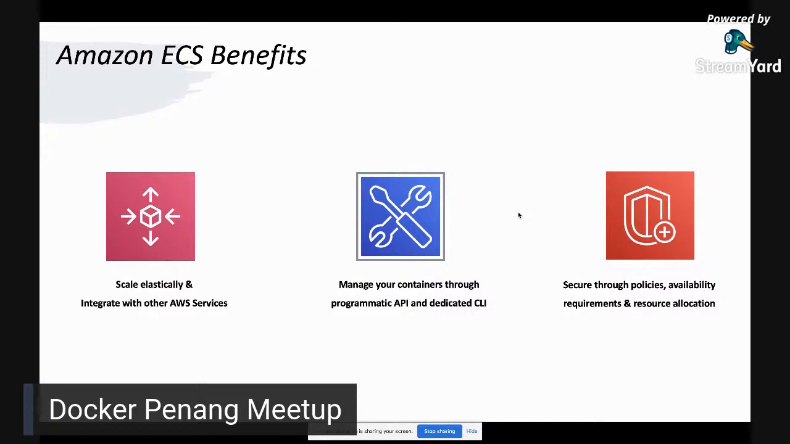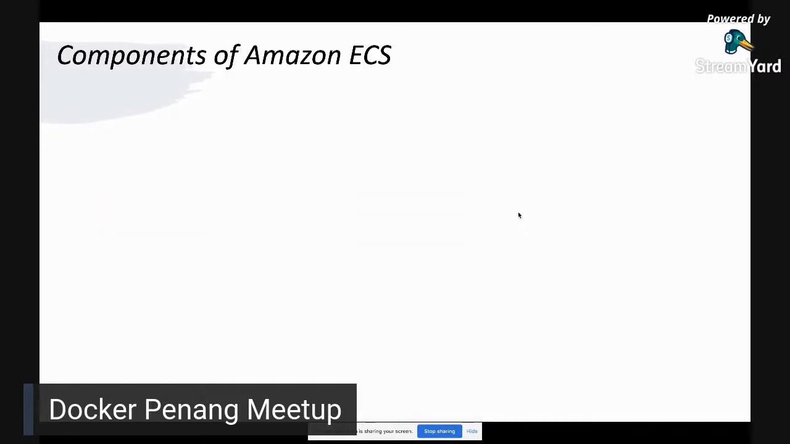And the third benefit is that it's secure. You can implement granular control over the isolation policies, the availability requirements, and resource allocation. You can also set each cluster in its own VPC. A VPC is like a private network where you isolate your workloads, and then you can use security groups to control access over your ECS instances. So those were some of the benefits you can leverage by using Amazon ECS.